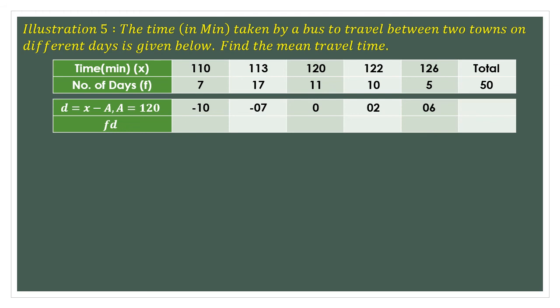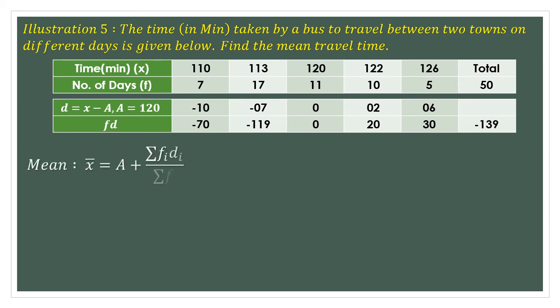Remember that the total of deviations will usually be 0, but not this deviation from mean will be 0. Right now we don't need the total, so we are not doing it. Multiply f with d, so 7 tens are 70 but negative, 17 sevens are 119, 0, 20 and 30. So when you make a total, you get something like this, that is negative 139.